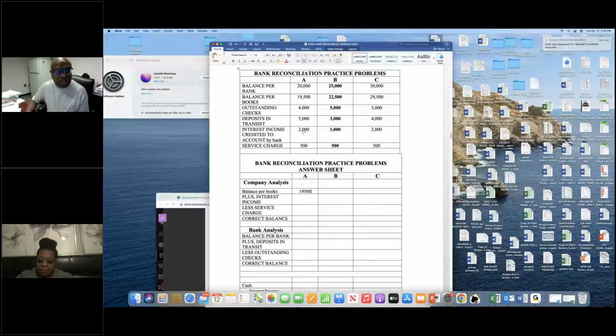Then less the service charge, 500, because with the company, you're looking at things that the bank has done that you don't have a record of. And so what's our correct balance appear to be if we're looking at the company analysis? 21,000. All right, 21,000.